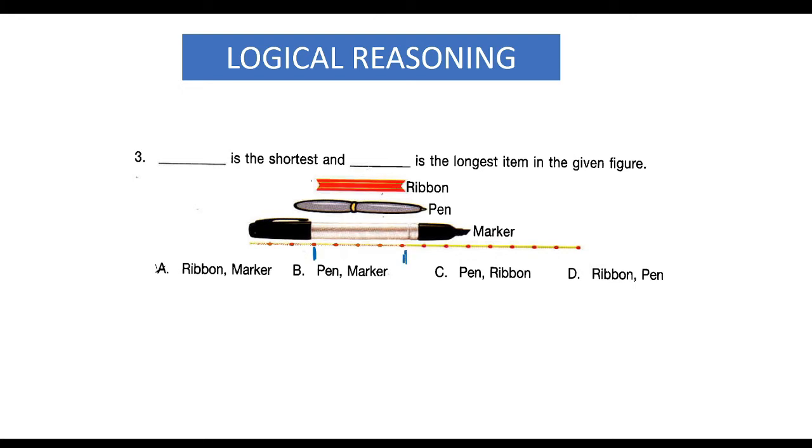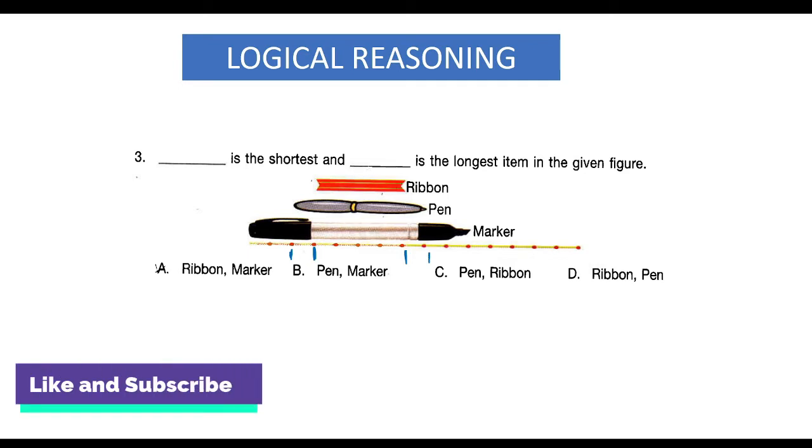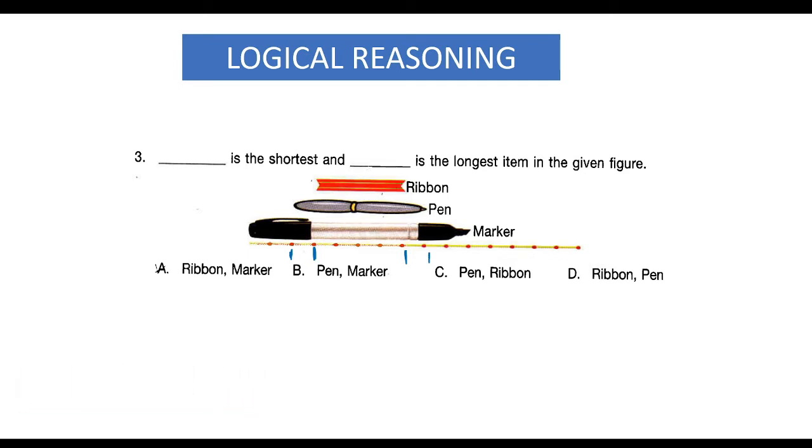So it seems to be 5 dots. A pen starts from here till here. So a pen is of 7 dots long. A marker seems to be the longest. So this is the shortest, this is the longest. So the right answer would be a ribbon and a marker. So that is option A.